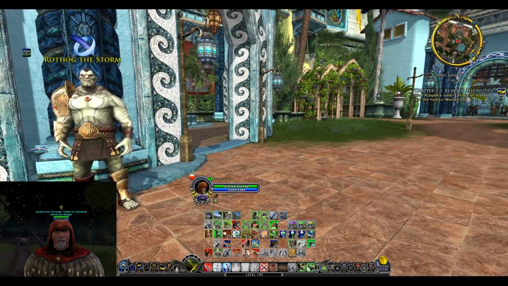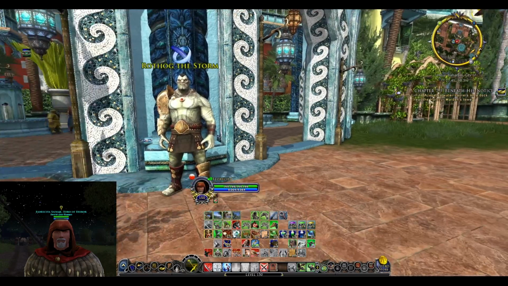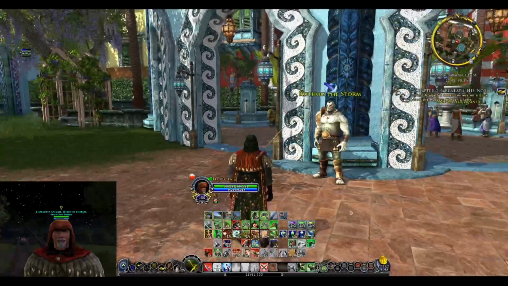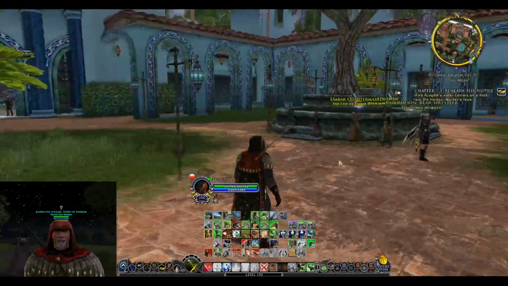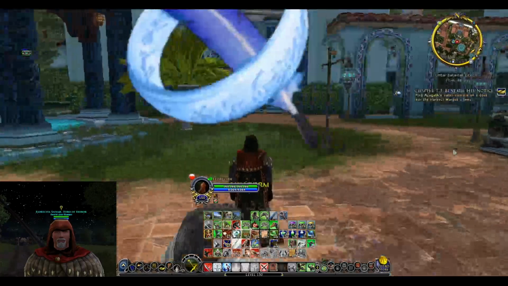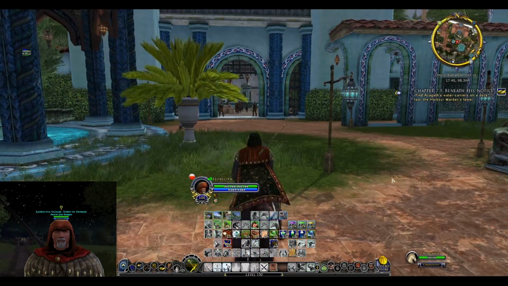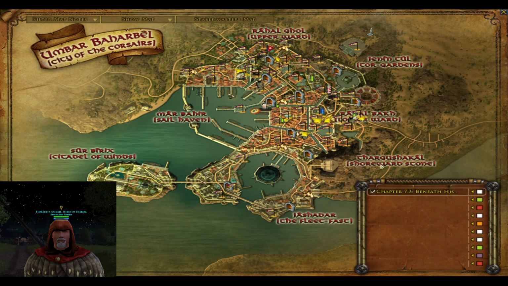Alright. It also depends on the background, too, on how well it shows. Find Azagath's water carriers on a dock near the Harbor Warden's Tower. Okay. Alright, we'll try that. There's a quest ring over here. Oh, Umbar stuff. Okay. Where am I on the map? That there. Here, I need to go here. Oh, I could take that horsey. Blood Eagle Tavern.